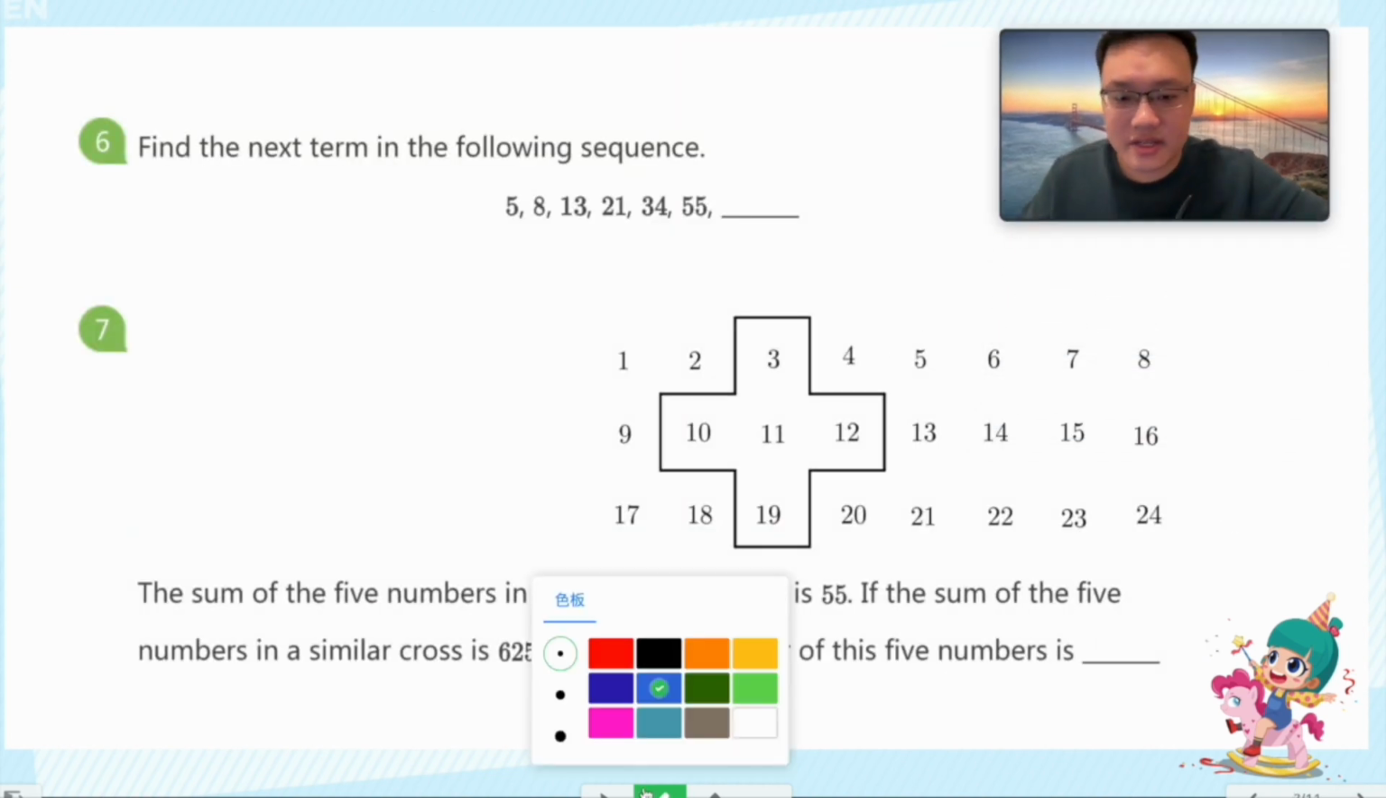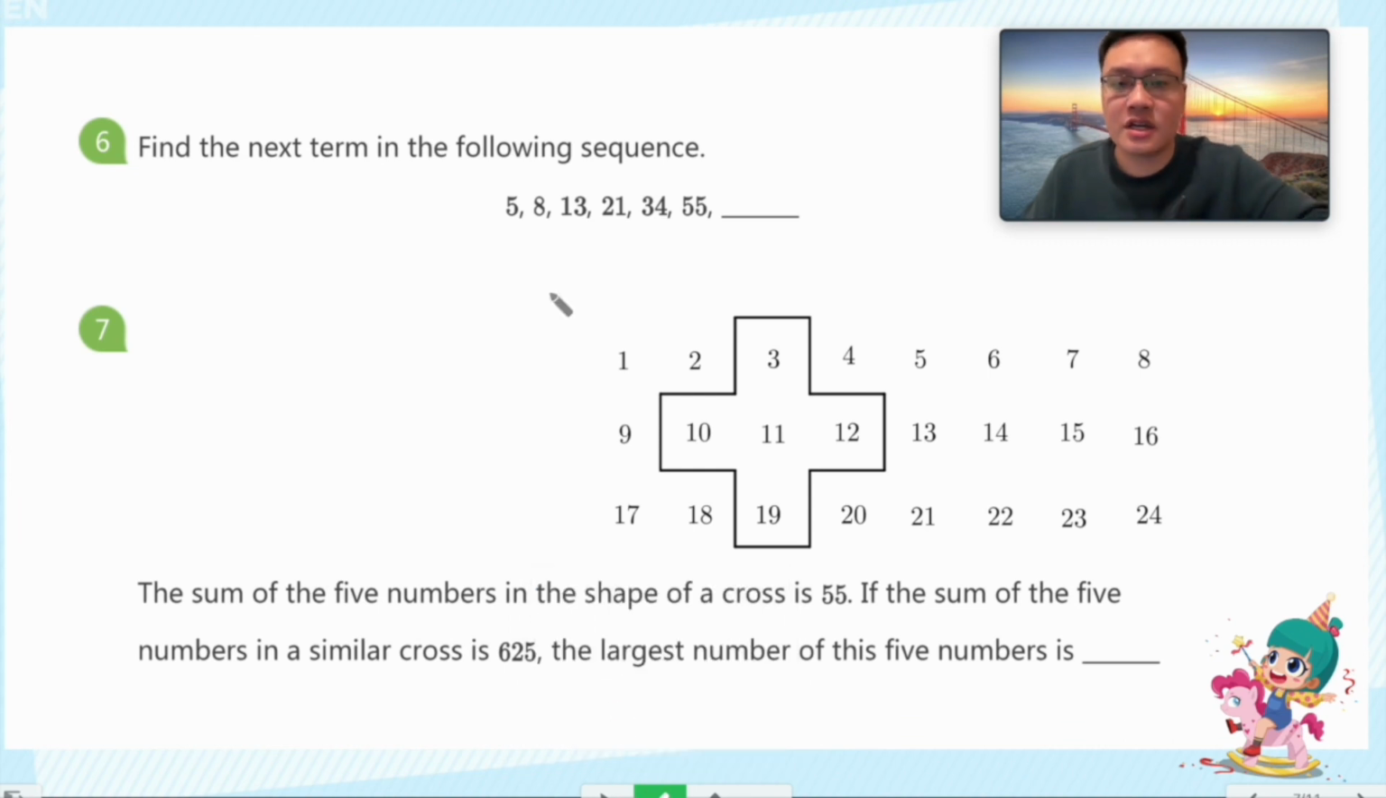For question number 6, it's pretty easy. It's just a Fibonacci sequence. So 13 equals the sum of the first two numbers, and also you can check that 21 equals 8 plus 13, and then the next number will be 34 plus 55, which gives you 89. Okay, so question number 7 will be exactly the same as the question we talked about previously, question number 4.